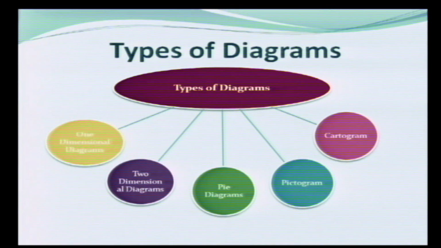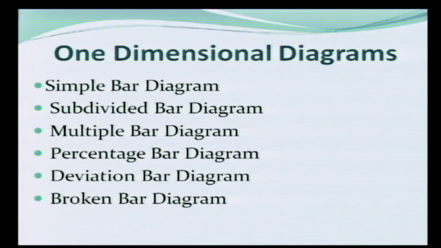Now we are discussing the types of diagrams over here. There are 5 types of diagrams: one dimensional, two dimensional diagrams, pie diagram, pictogram and cartogram. First of all, we come to the one dimensional diagrams, which come under bar diagrams. There are 6 kinds of bar diagrams: simple bar diagram, subdivided bar diagram, multiple bar diagram, percentage bar diagram, deviation bar diagram and broken bar diagram.